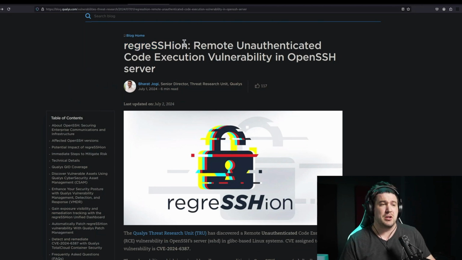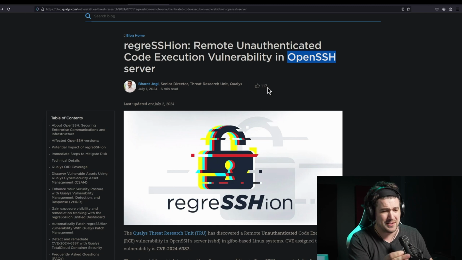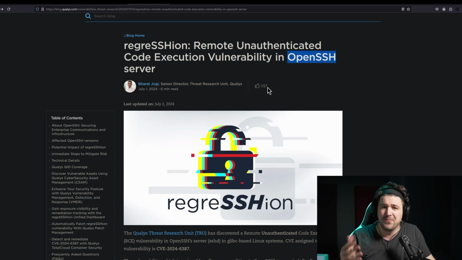Music off. Regression, a remote, unauthenticated code execution vulnerability in OpenSSH server. Now, a surprising thing that I saw with this was it was only an 8.7. Remote code execution, 8.7. And I have a theory as to why it got what I consider a low score. But yeah, remote code execution is super scary because they can execute arbitrary code with elevated privileges on your machine. So let's jump into it.